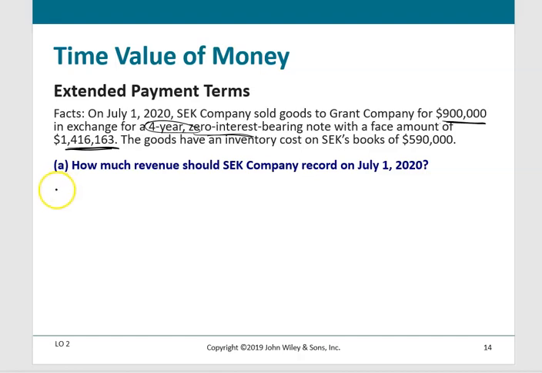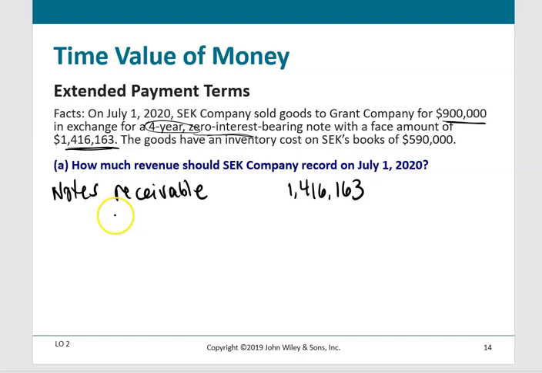So what does this entry look like? The company is going to debit notes receivable. The cash is going to be received by the company in 4 years from July 1st, 2020. Notes receivable in the face value of that note, the zero interest bearing note, 1.416 million. The company records sales revenue equal to the fair value, or we can call this the present value of the goods or service that was provided.